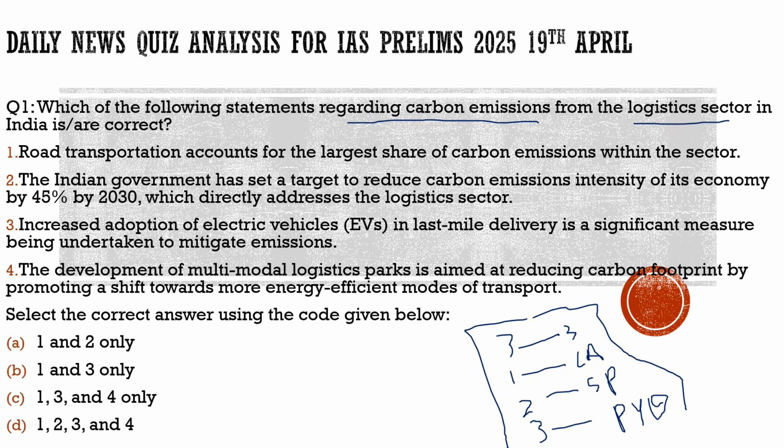Here the question says, which of the following statements regarding carbon emissions from the logistics sector in India are correct? First statement: road transportation accounts for the largest share of carbon emissions within the sector. This is 100% correct.